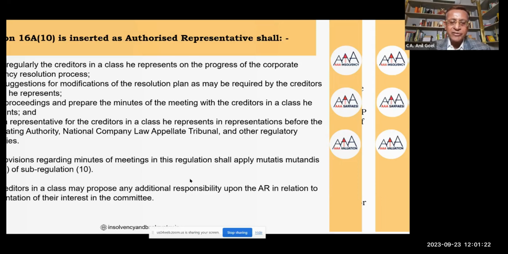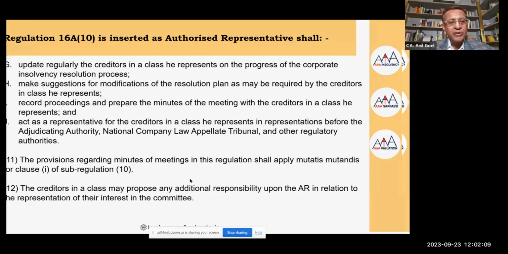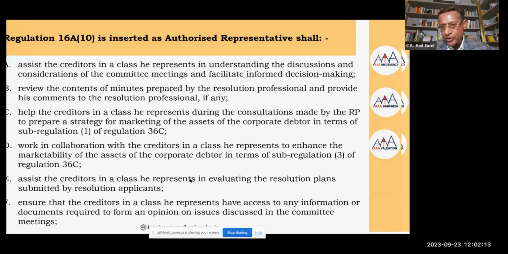assisting the creditors in a class he represents in evaluating the resolution plans submitted by the RAs, ensuring that the creditors in a class he represents have access to any information or documents required, updating regularly the creditors in a class he represents on the progress of the corporate insolvency resolution process, making suggestions for modifications in the resolution plan, recording proceedings and preparing minutes of the meeting with the creditors in a class. This is an additional scope, and it is very important. Now the AR is also authorized to file applications on behalf of the class of creditors before the adjudicating authority, appellate authority, or any other regulatory authorities like RERA, etc. So this additional scope of work is also important for the authorized representative.